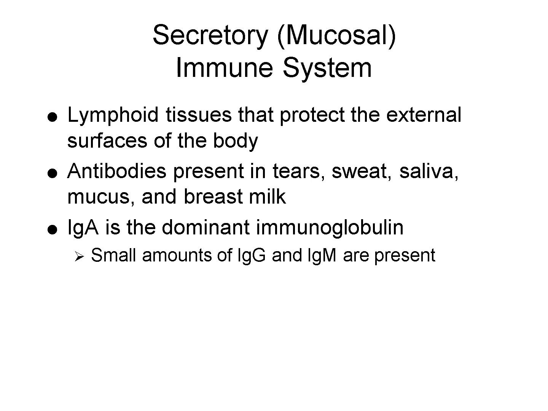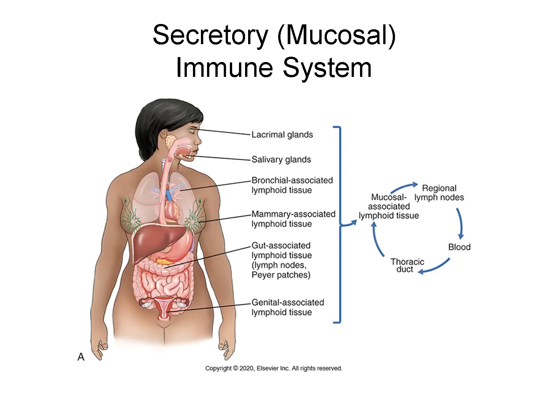through mucosal surfaces. While IgA is the dominant immunoglobulin in mucosal secretions, small amounts of IgG and IgM can also be found. Together, these antibodies create a local immune barrier that neutralizes pathogens before they can cause infection. The mucosal immune system plays a critical role in maintaining health and is especially important in early life, where passive immunity from breast milk contributes to infant protection.